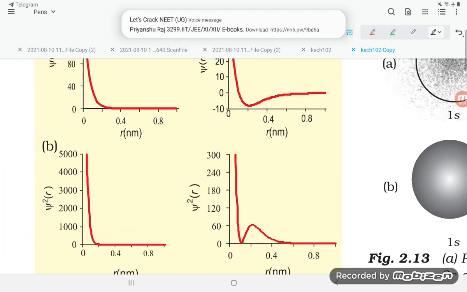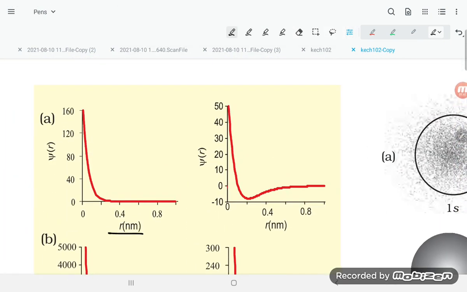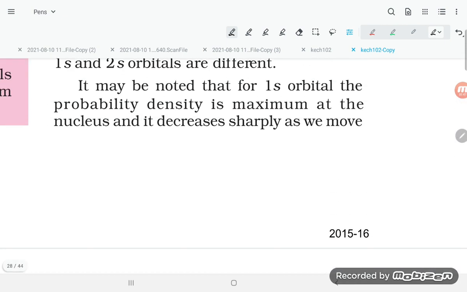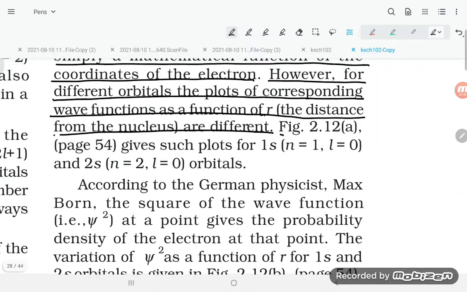So see, students, wave function and r. This is r and this is the wave function. This is not similar for all the cases. Let's see, they are saying, however, for the different orbitals, the plot of the corresponding wave function as a function of r, the distance from the nucleus, are different. Given such plots: 1s, n is equal to 1, l is equal to 0; 2s, n is equal to 2, l is equal to 0.